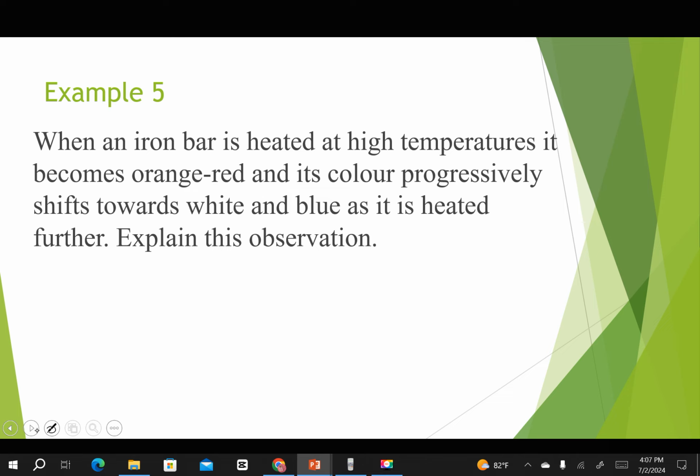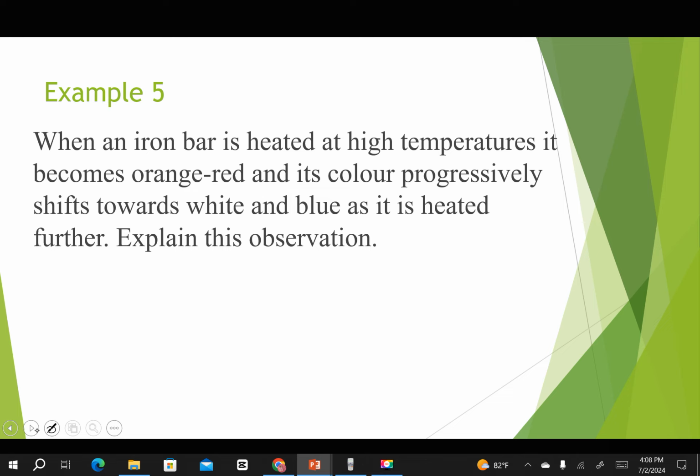When an iron bar is heated to a high temperature, it becomes orange, red, and its color progressively shifts towards white and blue as it is heated further. Explain this observation. I think this is an observation that I've already explained. Why do the colors change?